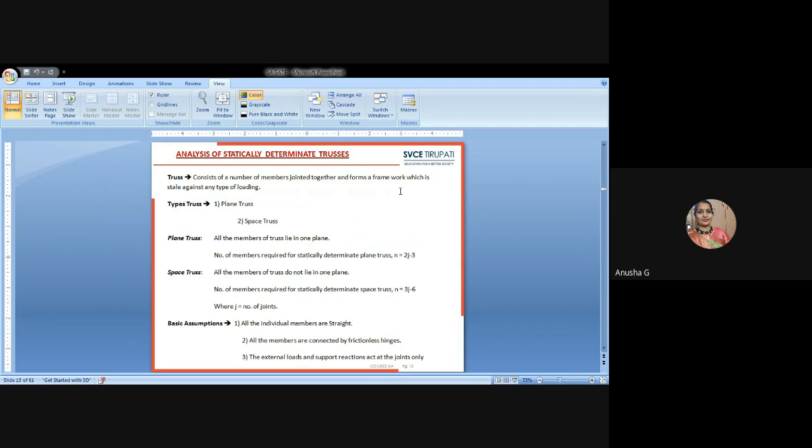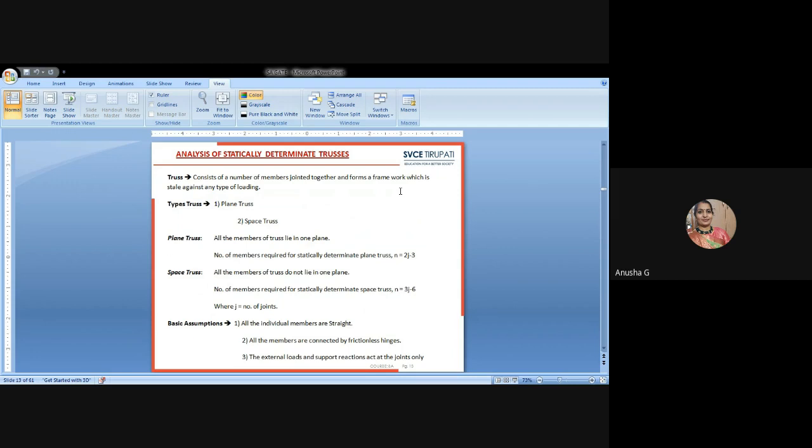Determinate trusses, not structures. First, what is meant by a truss? A truss consists of a number of members jointed together to form a frame, which is placed against any type of load, whether vertical or inclined, or any type of loading. There are 2 types of trusses we will take in engineering.